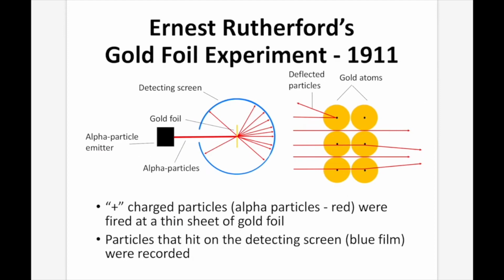What he did was he shot positive particles, these alpha particles, from this black box here, at a thin sheet of gold foil, which is represented by this yellow guy right there. Particles that hit the detecting screen, blue film, were recorded. So this blue part here, that's the detecting screen, and it's going to wrap all the way around.